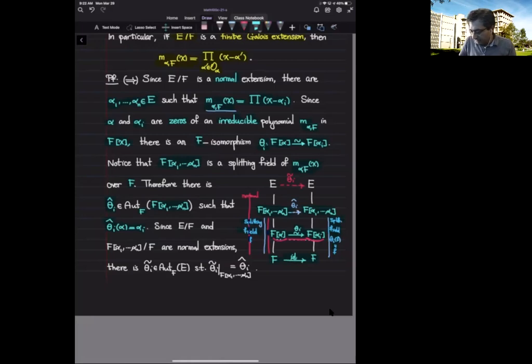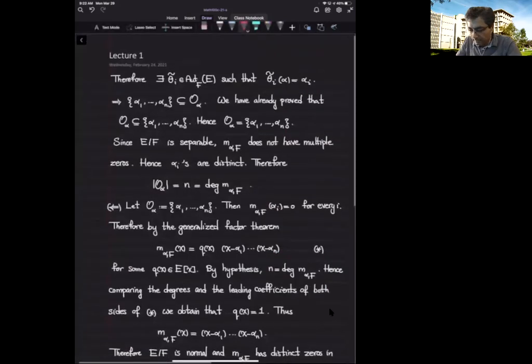So again, because E over F is a normal extension, and F(alpha_1, ..., alpha_n) over F is also a normal extension, I am allowed to extend my theta_i hat to theta_i tilde and get an F-automorphism of E that's an extension of theta_i hat. In particular, this theta_i tilde, because it's an extension of theta_i hat, still sends alpha to alpha_i. So we managed to find theta_i tilde in the set of F-automorphisms of E that sends alpha to alpha_i.